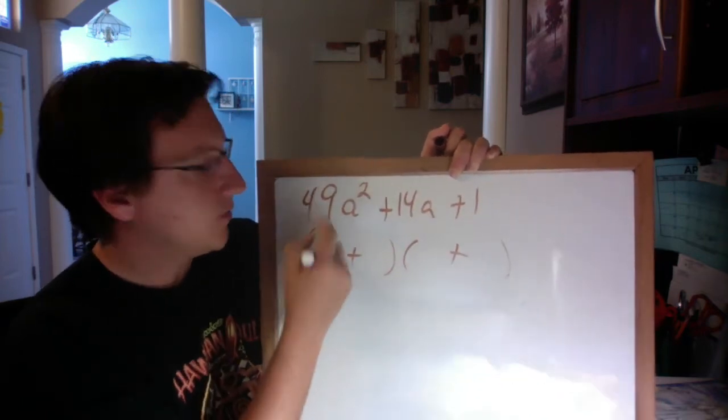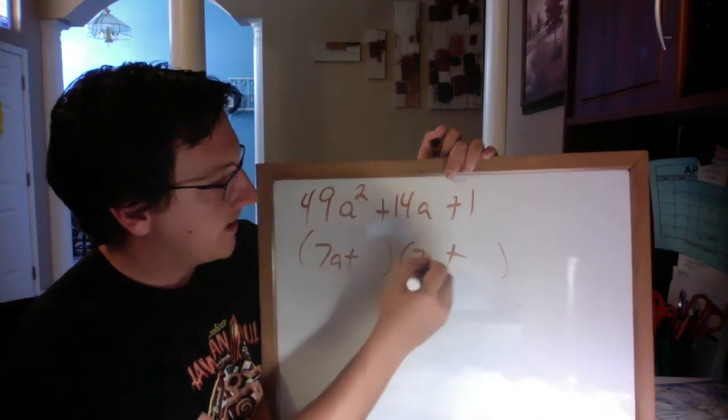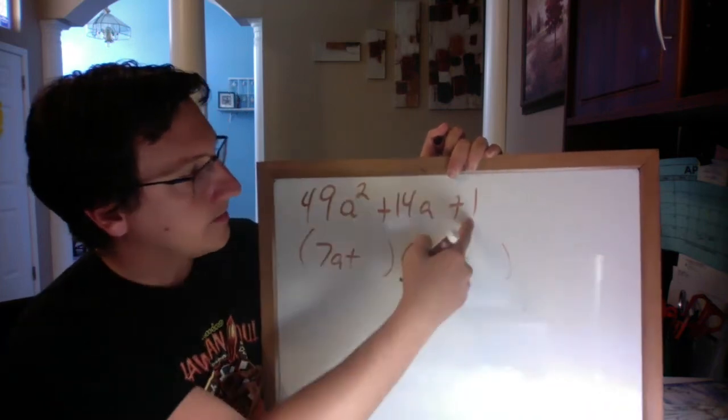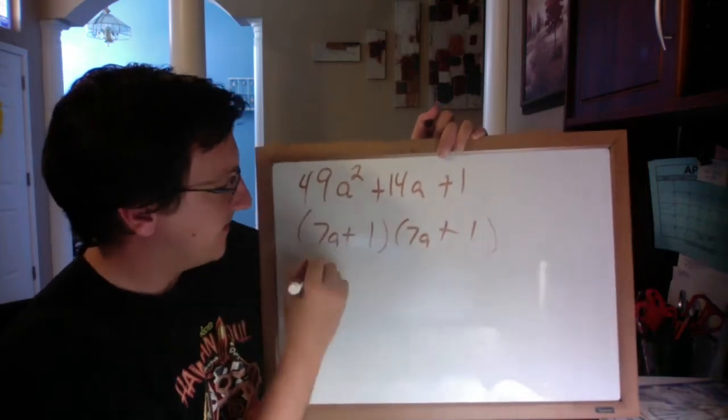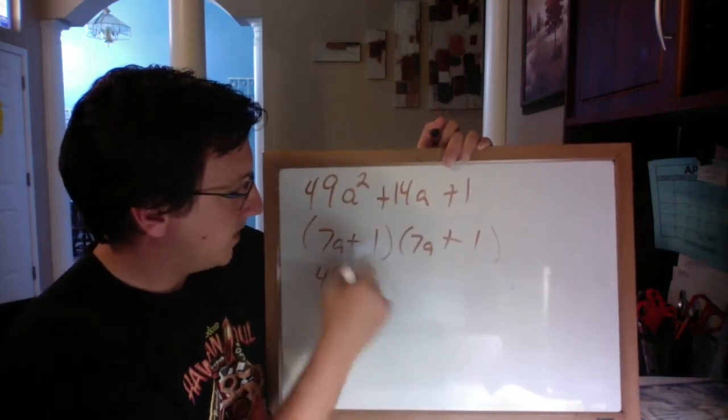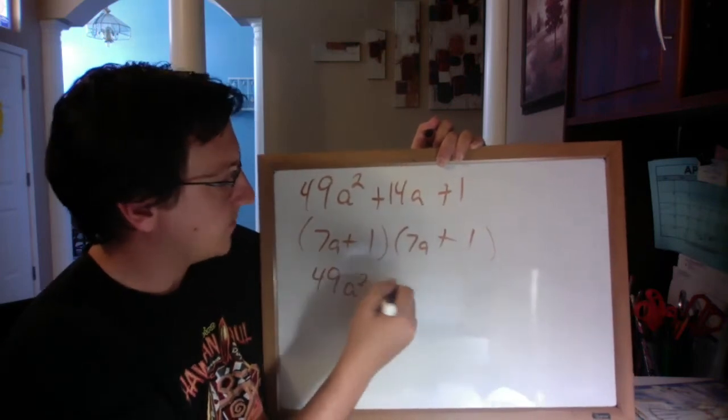Factor 49a squared, I'm going to shoot for 7a times 7a, and then, well, that's easy, 1 and 1. Let's see if it works out. 7a times 7a is 49a squared. 7a times 1 is 7a.